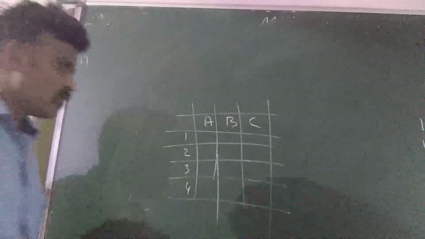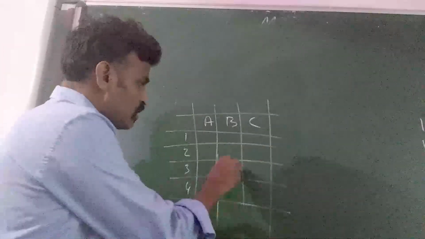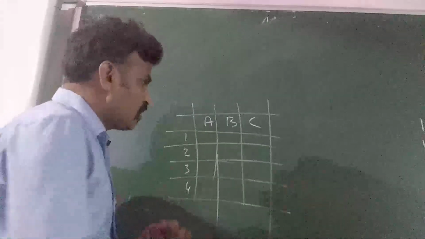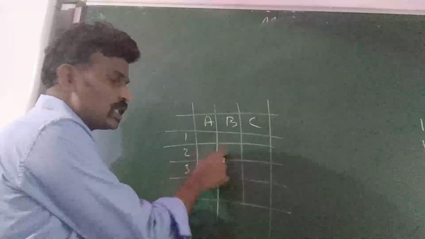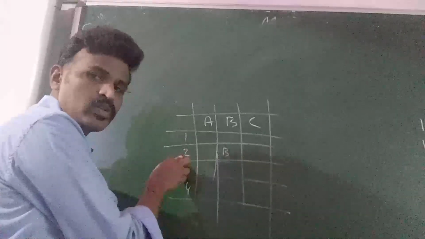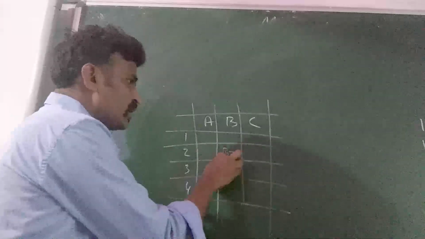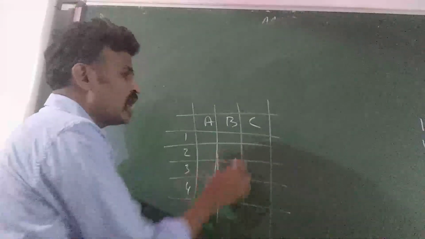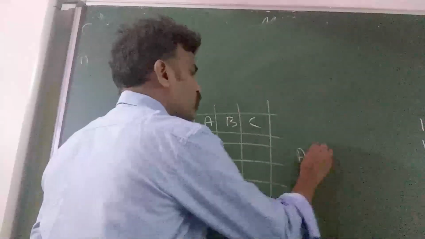Before going to this topic, you must know that each and every cell has a unique address. For example, what is the address of this cell? The column is B, and the row is 2, so the address is B2. Now I am going to do the addition. How to do the addition?